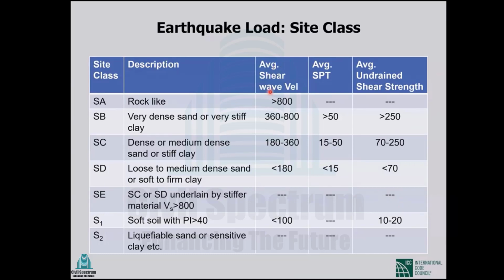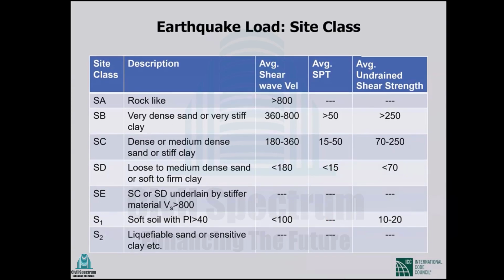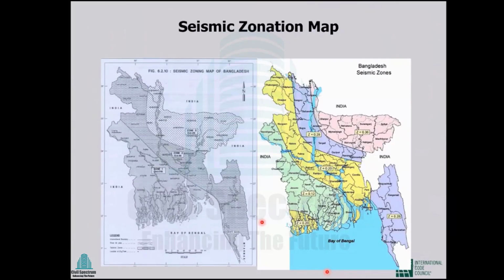Average. What do you mean by average? 30-meter average. This average means actually 30 meters, 100 feet. This is the average of 30 meters. Anyway, now that was site classification.